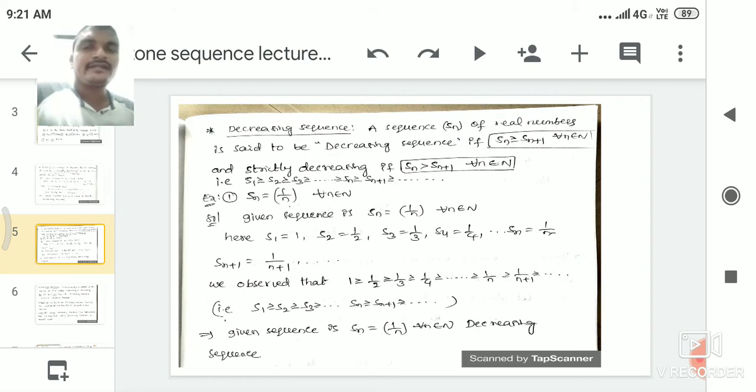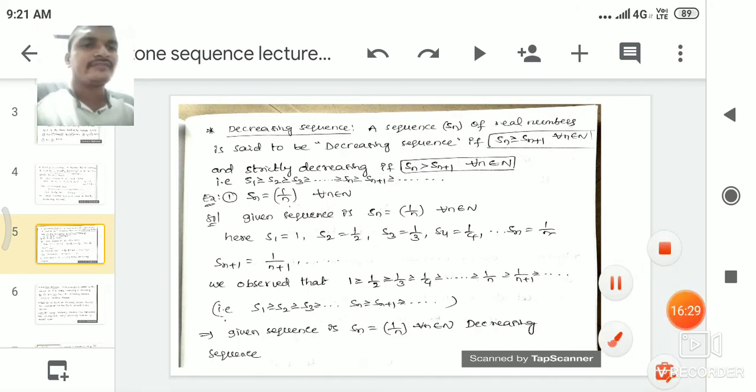Now we see the definition of decreasing sequence. It is opposite to an increasing sequence. If a sequence Sn is not an increasing sequence, then we say that the sequence is a decreasing sequence. A sequence Sn of real numbers is said to be a decreasing sequence if Sn is greater than or equal to Sn plus 1.